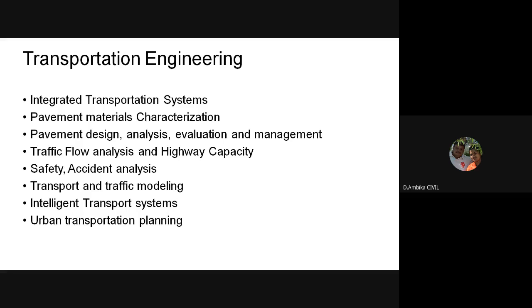Next is transportation engineering. The next domain, a very important domain to be considered these days in civil engineering, is transportation engineering. So in transportation engineering, we have many areas or topics to work with, and we are mostly into integrated transportation systems, pavement material characterization, whether it is bitumen or the other types of materials we use, which includes even plastic roads, which is again the latest technology, pavement design, analysis, evaluation and management, traffic flow analysis and highway capacity, safety accident analysis, transport and traffic modeling, and intelligent transport systems, which are needed for smart city.